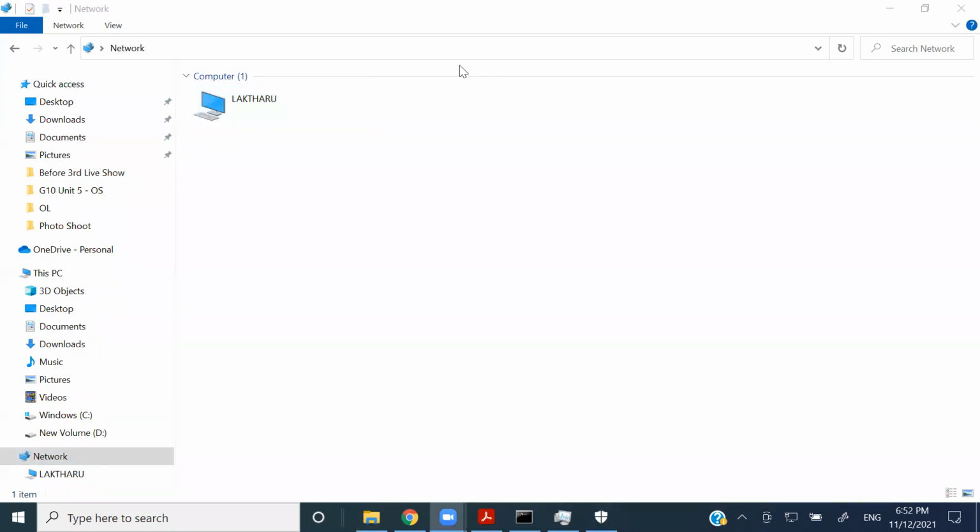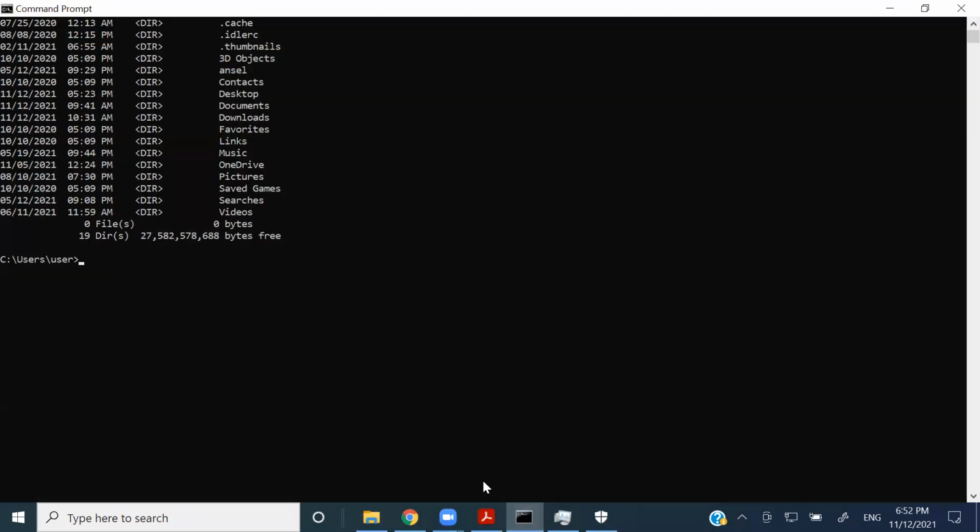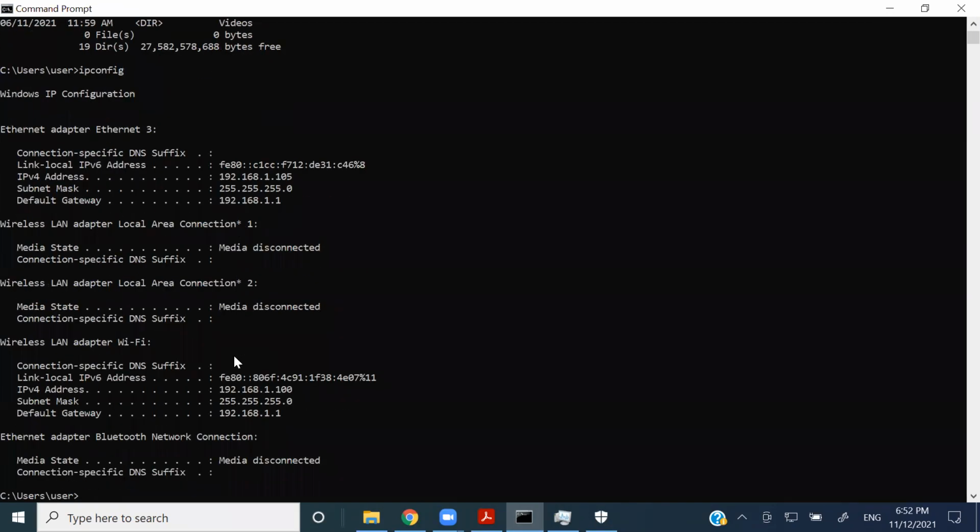Okay, we are getting some questions. Yes, there are several ways that you can find the IP address of a particular computer. The easiest way is to start the command prompt, type ipconfig and press enter. It will show you the IP configurations. From that, under IPv4 address, you can find the IP address of your device.